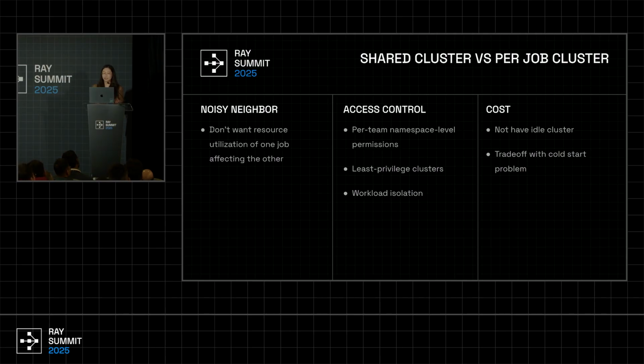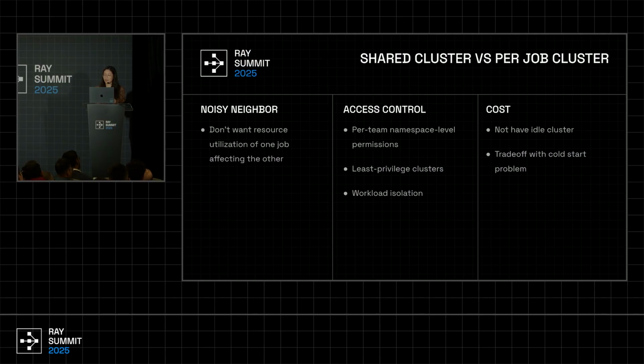So you can imagine if we have two different jobs from two different teams that are running on the same Ray cluster, if one team's job requires access to, let's say, another S3 path that this other team's job doesn't need, then we are going against the least privilege principle because this entire Ray cluster needs access to both teams' permissions. And the final consideration is cost.